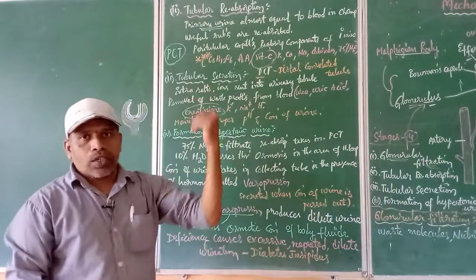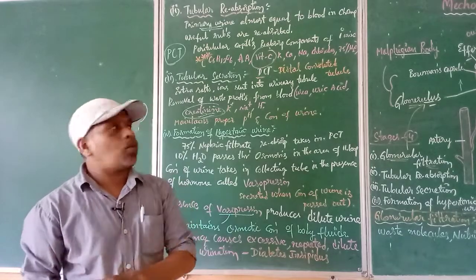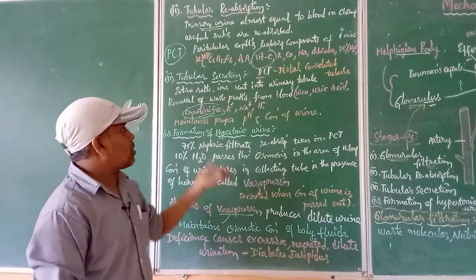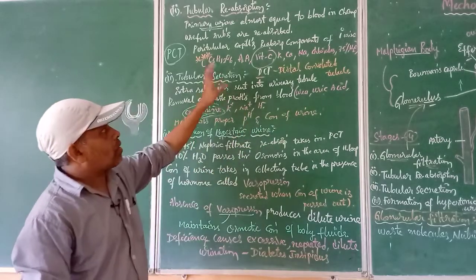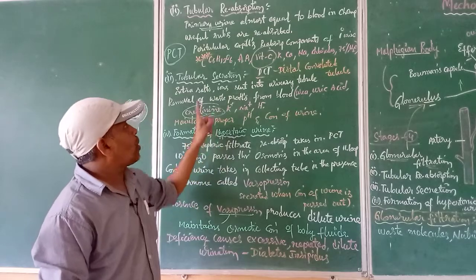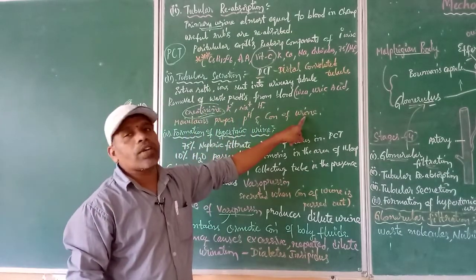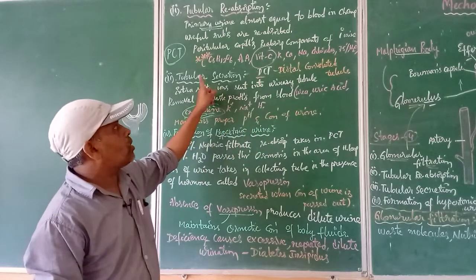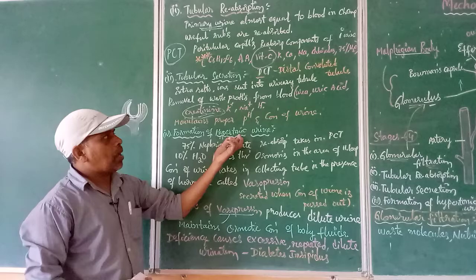Now all the useful things are taken during reabsorption, all the waste things are now removed during secretion. Now it's the time for formation of the hypertonic urine. As long as the urine is moving in the distal convoluted tubule, here maintenance of the proper pH and concentration of urine will take place during this process called tubular secretion. Now let us move to the next part, hypertonic urine.